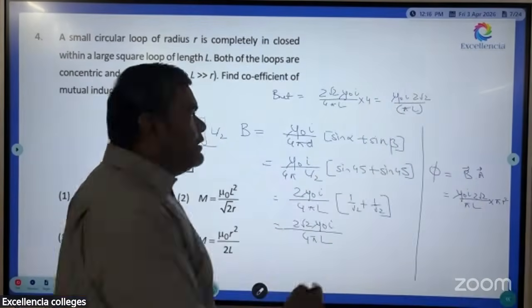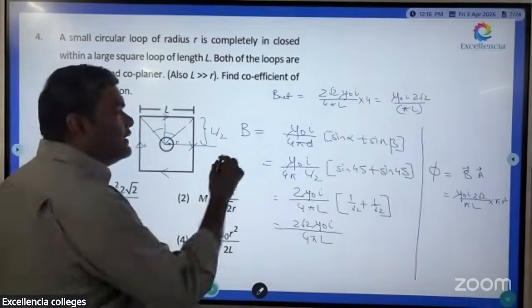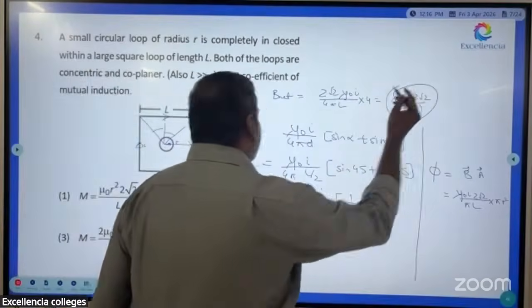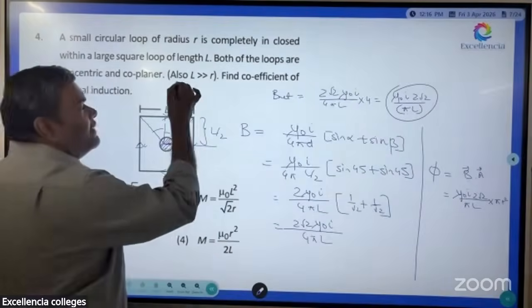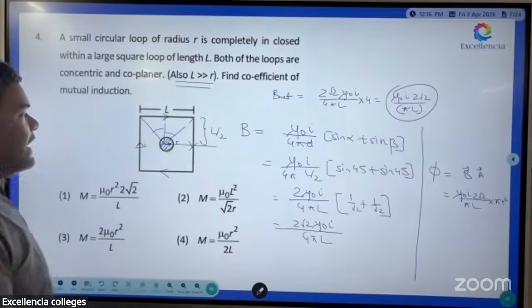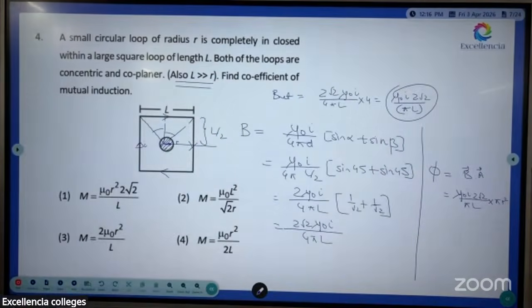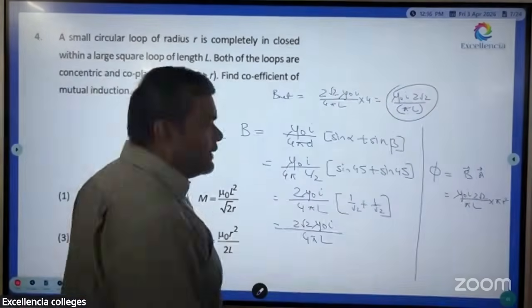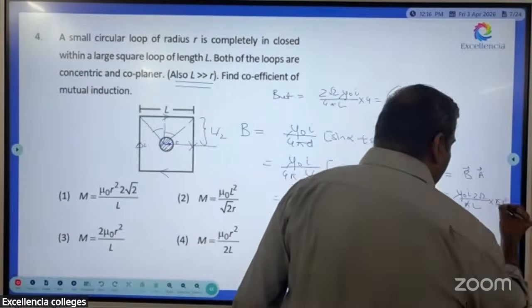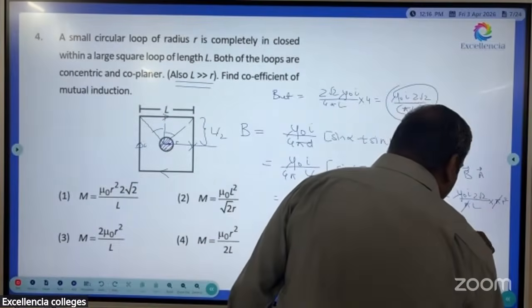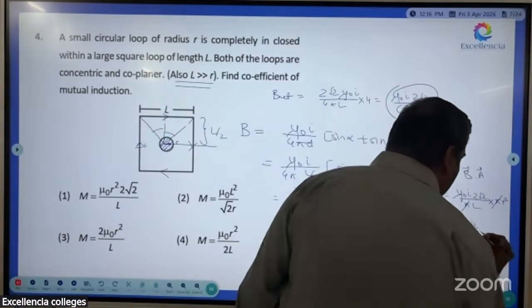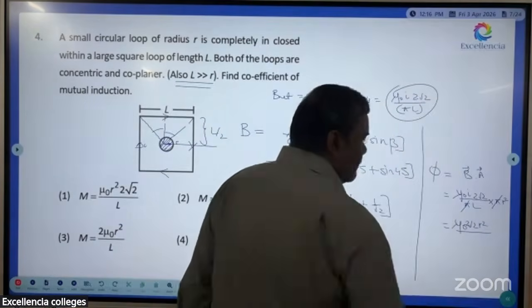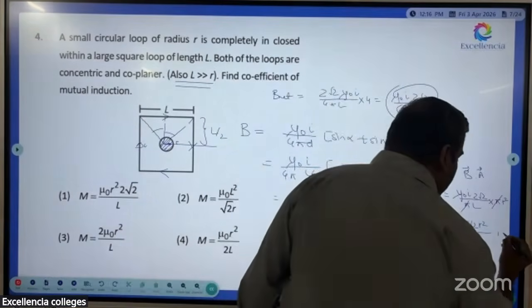Now we are able to assume that the magnetic field is uniform throughout this area. The reason for that is the assumption mentioned in the question: L is very large in comparison to R. So when I write that, this magnetic flux comes out to be this thing into pi r square. Pi and pi cancel out. I will write this as mu naught into 2 root 2 r square divided by L multiplied with I.